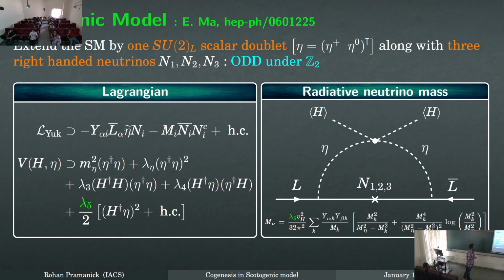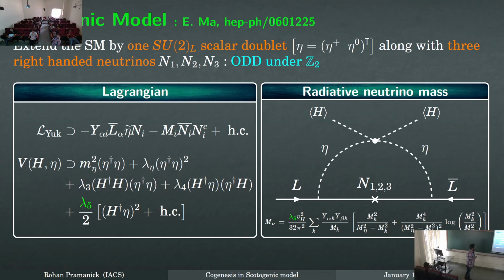And in order to stabilize the dark sector, or let's say in order to get a stable dark matter candidate, all these exotic species are all odd under Z2, and this Z2 is intact, so that the dark matter does not lose its stability. So with this field content, one can write down a similar Lagrangian like the type 1 seesaw, where there is a Yukawa term. This is y, L, eta, and N_i.